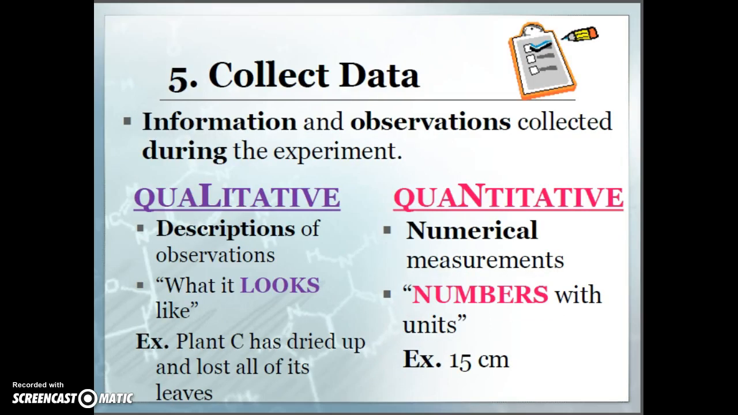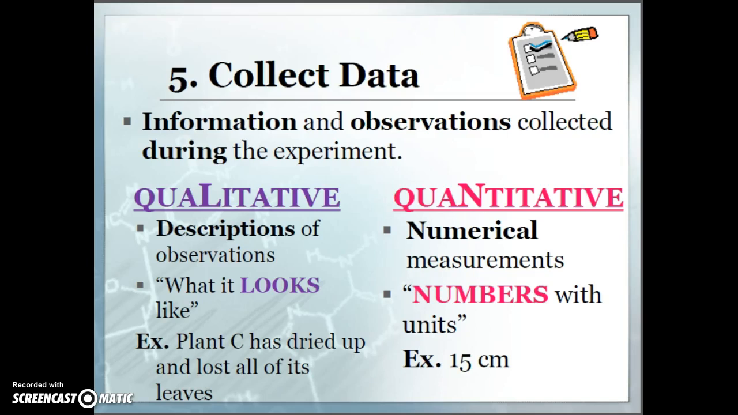And then while we're carrying out that experiment, we're collecting data. We're writing down observations. We're describing information. That data can be one of two ways. It can be qualitative or it can be quantitative. If the data is qualitative, then it's descriptions, it's observation. What does it look like? So this plant over here is dried up, it lost all its leaves. This one over here is really green, it's growing well, it's tall. Those would be qualitative.